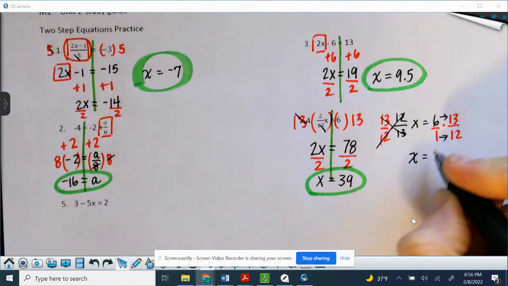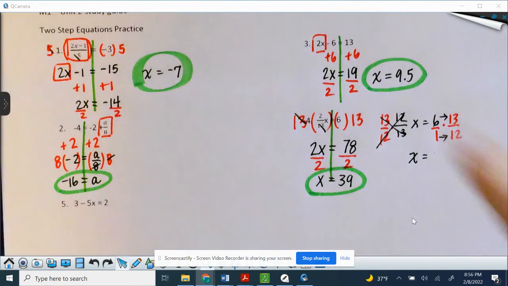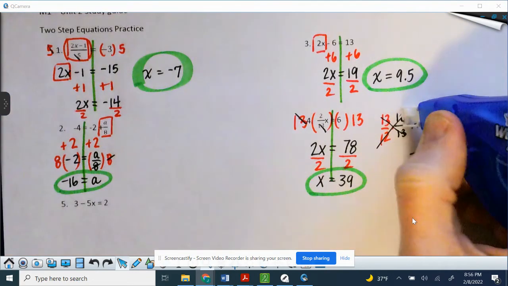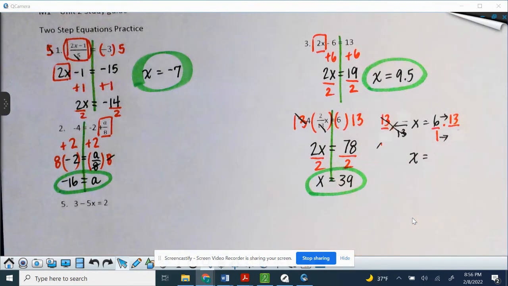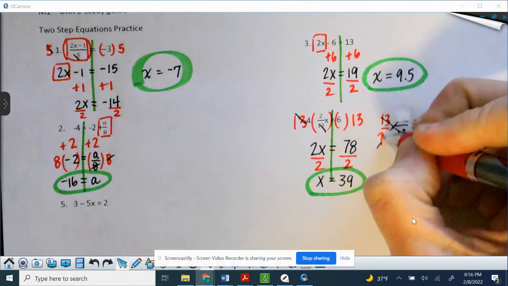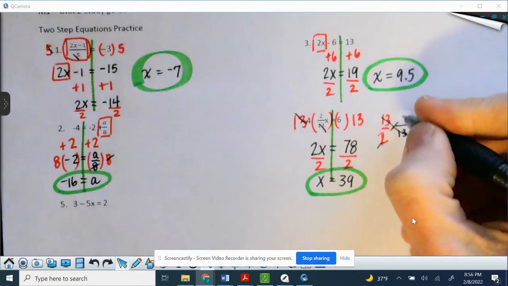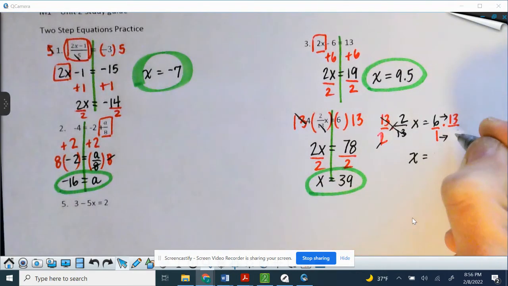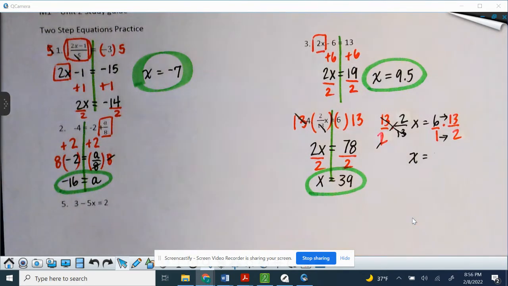Oh, I rewrote this problem wrong. I'm sorry, guys. That is a 2. I was right the first time and magically made this up over here. Sorry. 2. It was 2 over 13, not 12. And then that one was a 2. All right. Now we're rocking and rolling.